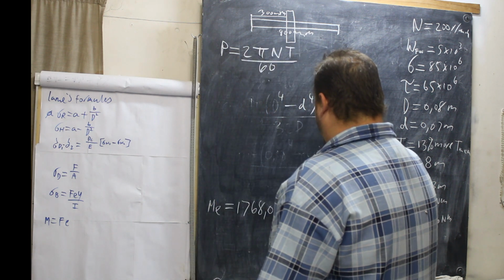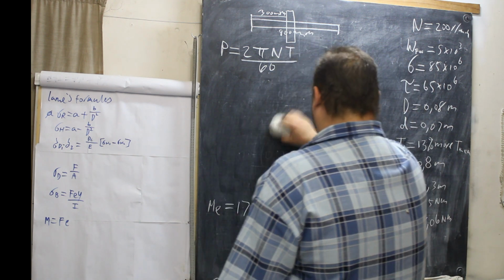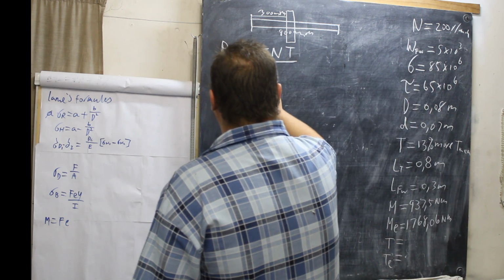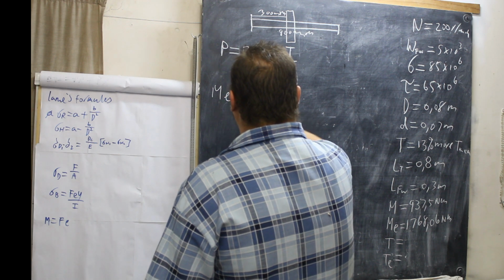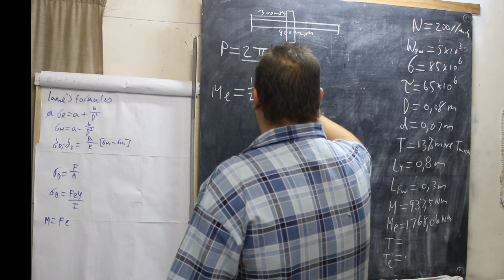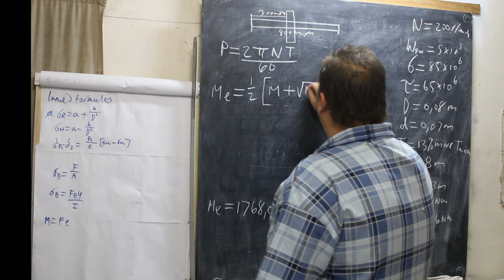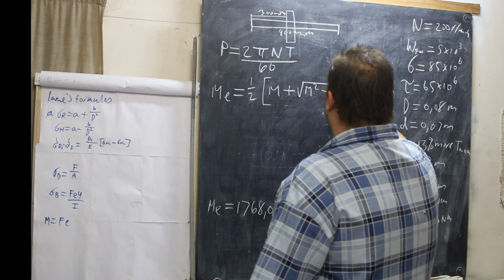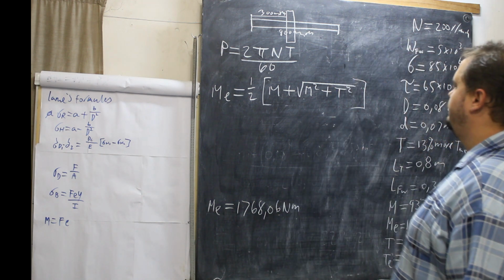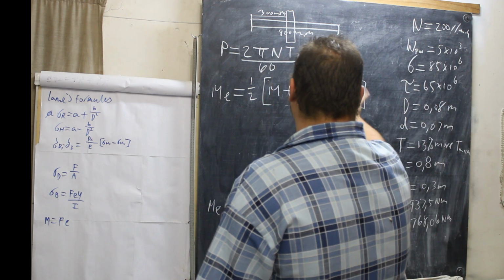because we're going to work out the maximum torque. We will use this formula. ME equals a half times M plus the root of M squared plus T squared. Okay, now we have values for each of these except T.